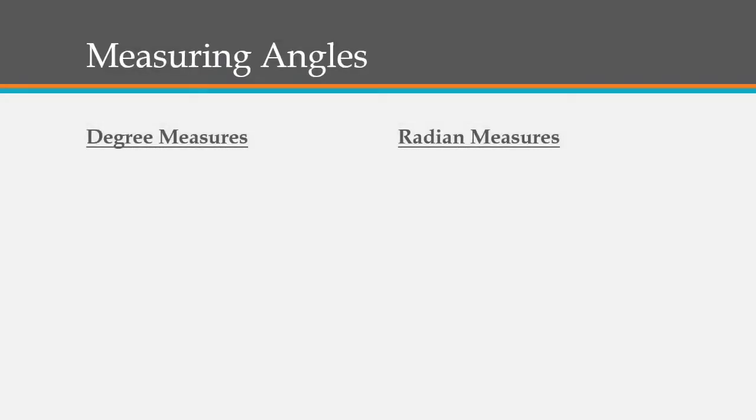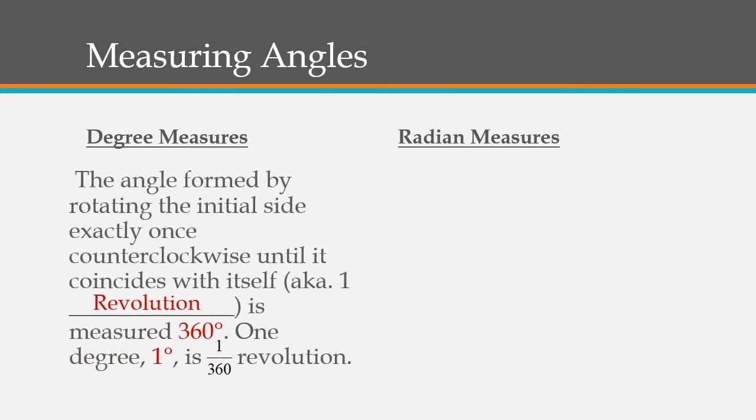Today we're going to look at measuring angles. There are two types of angles that we use for measure: degree measures and radian measures. Degree measures might be a little bit more familiar. It's the angle formed by rotating the initial side exactly once counterclockwise until it coincides with itself, otherwise known as one revolution, is measured 360 degrees. 1 degree is 1/360th of a revolution. So if you rotate exactly one time, that's one revolution, which is 360 degrees.